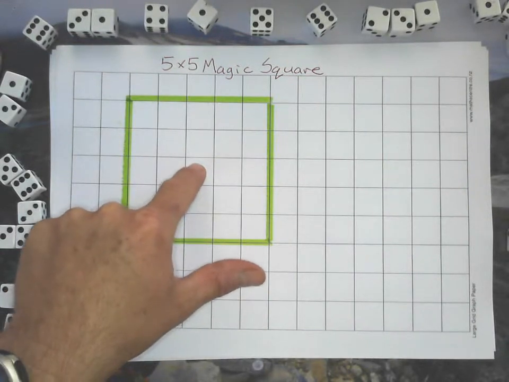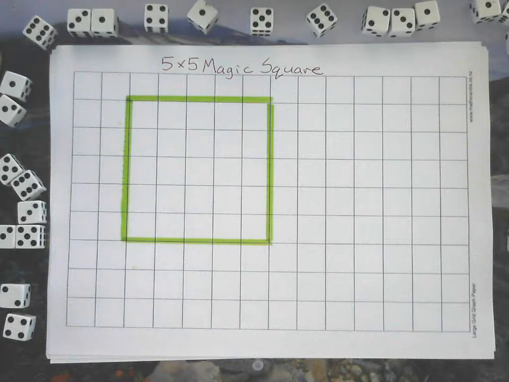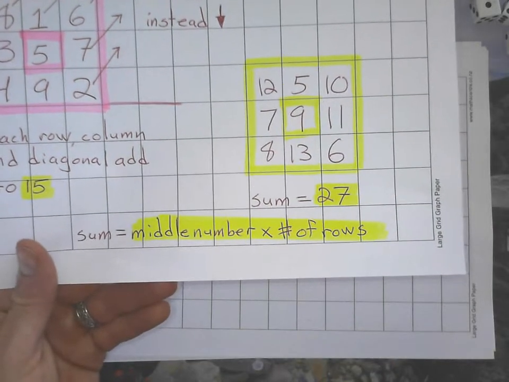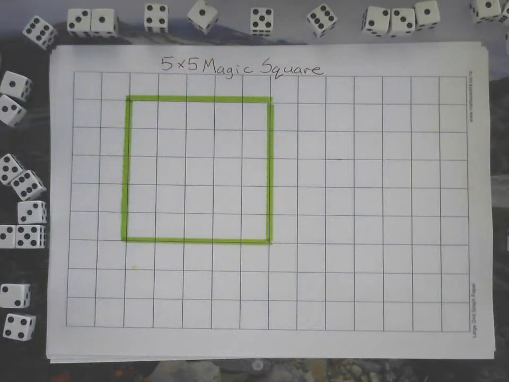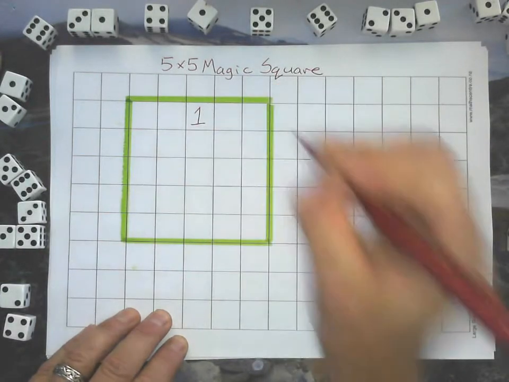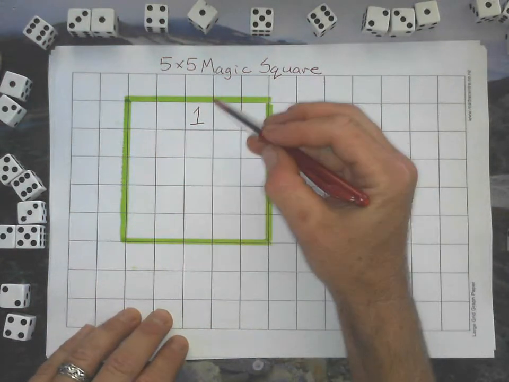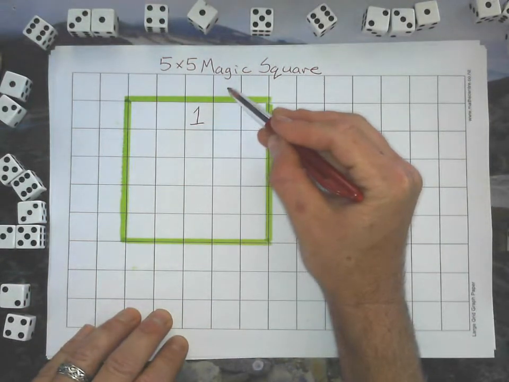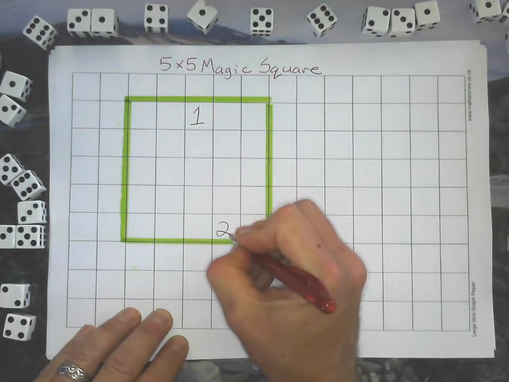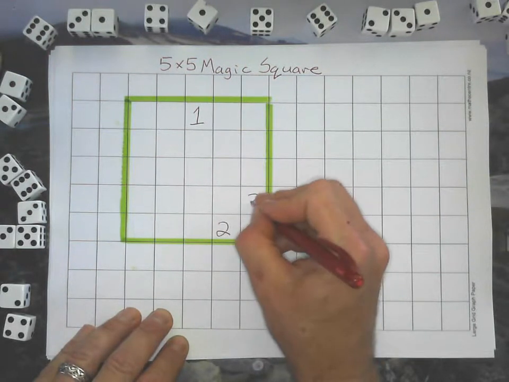What's my middle number going to be? And what will the sum be? Because we know there's a pattern. So let's take some time to do that right now. 1 starts here. Up and to the right. Where would the 2 be on the magic square above that? Right here. Up and to the right.